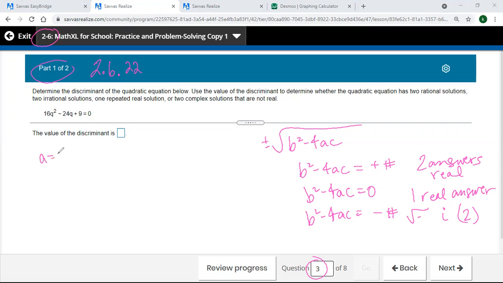So A is the 16, B is the negative 24, and C is the 9 up here. Then use the discriminant to determine whether there are two real or irrational solutions, one real solution, or two complex solutions. So b squared would be negative 24 squared minus 4 times 16 times 9. That's my discriminant, the part that's under the square root in the quadratic formula. So I'm just going to hop on over to Desmos to calculate that out, and you guys can help me see what kind of answer we get for it.